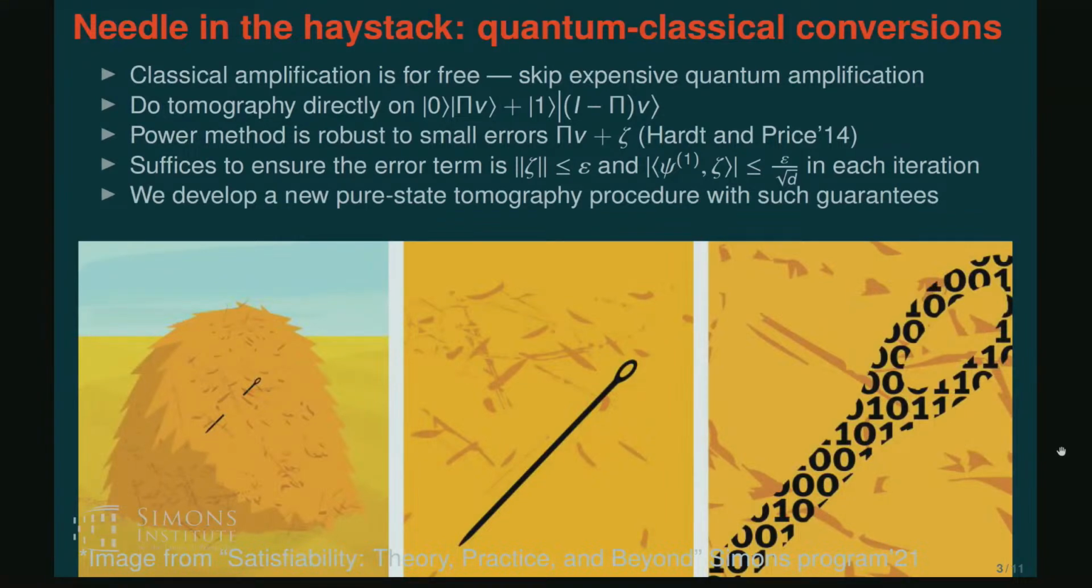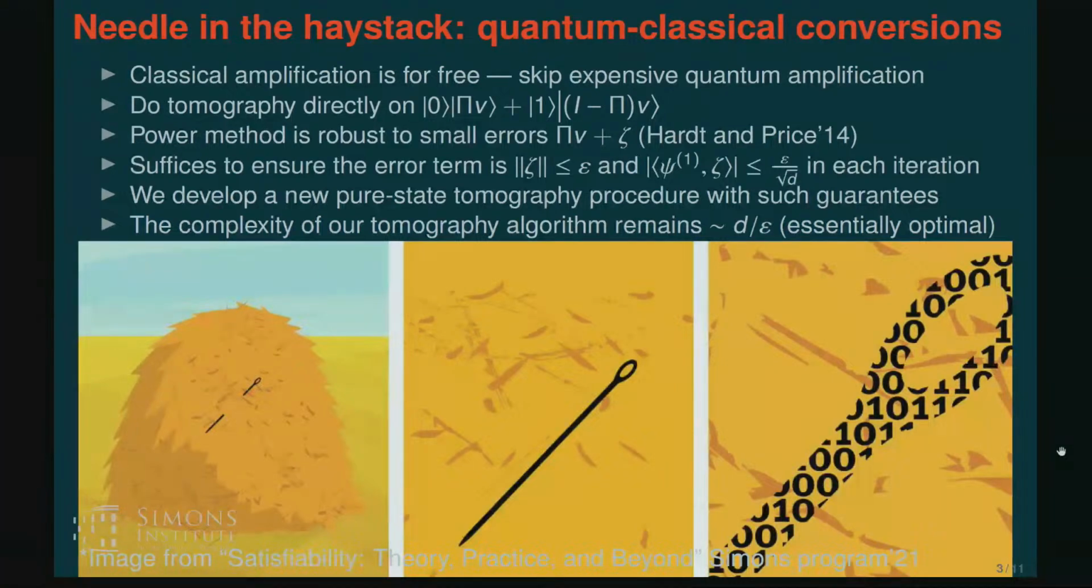So the key technique behind this is that we develop a new pure state tomography procedure that has such guarantees. It has small L2 norm error overall, and also in any particular direction, it has even much smaller error. So that's the key. And this tomography procedure has improved statistical properties that I just told you. At the same time, it doesn't really increase the overall complexity. It still recovers the optimal d over epsilon complexity while having these very nice statistical properties. And that's the key. So this is the skeleton of the algorithm.